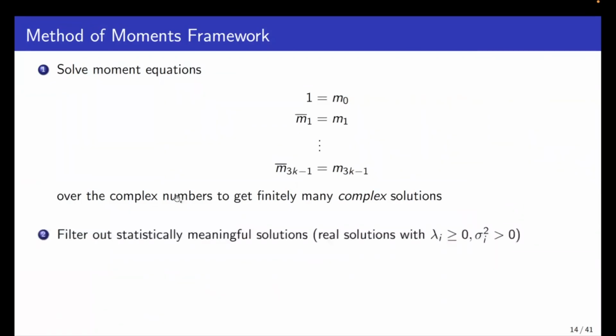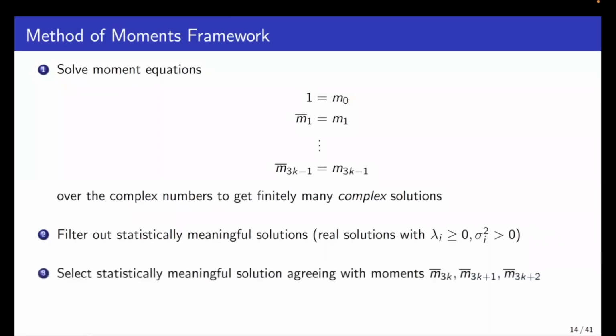But we only care about the statistically meaningful solutions, so we filter those out. These are real valued solutions with positive mixing coefficient and positive variance. Once we have this smaller set of solutions, we then select the statistically meaningful solution that agrees with the 3K plus first and 3K plus second moments. And so long as we use exact moments, not sample moments, but the true moments of a Gaussian density, then we're guaranteed that this procedure will exactly work.